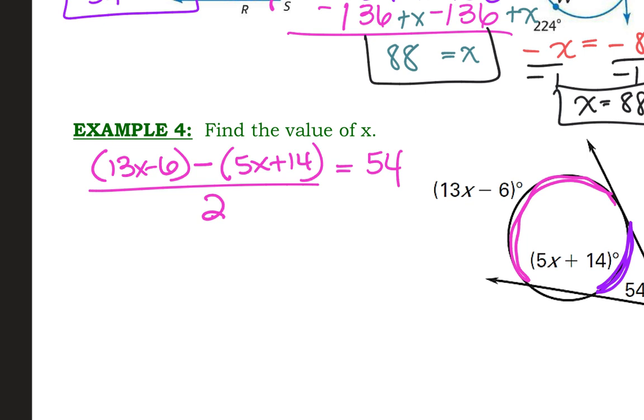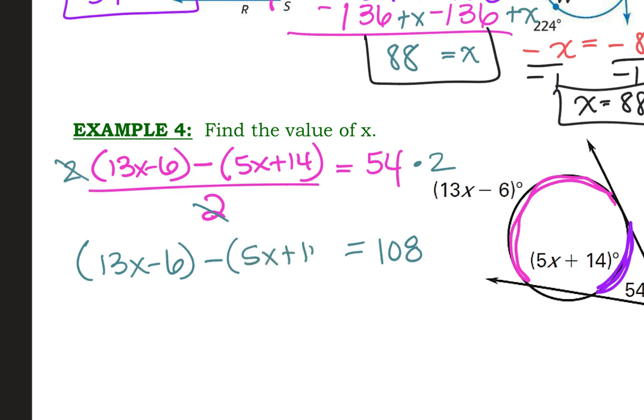Okay, so we get rid of the 2 the same way. So multiply both sides by 2. That part's not going to change. So this is 108. Good. On the left side, we're going to keep it in parentheses. And then who can tell me what the next step should be here? Distribute the negative. Correct. We got to distribute the negative. Okay, so we're going to distribute the negative to the second set of parentheses. So it's negative 1 times 5. It's negative 5. Negative times a positive is a negative.